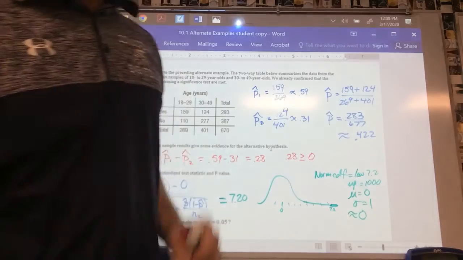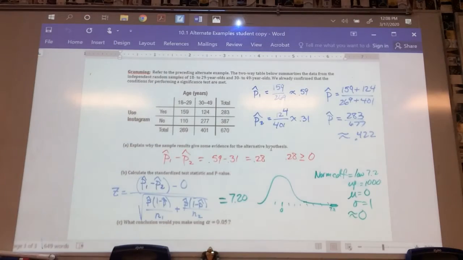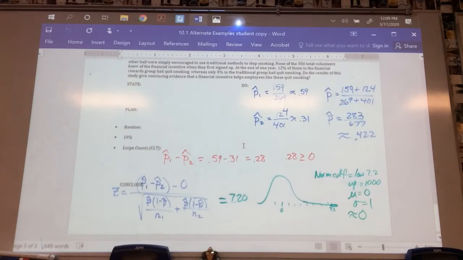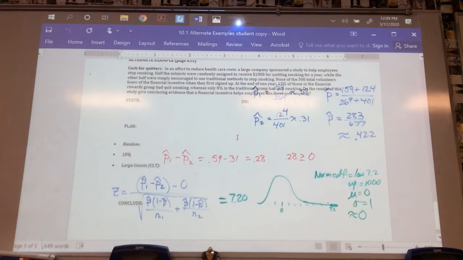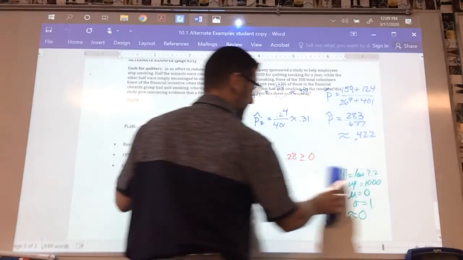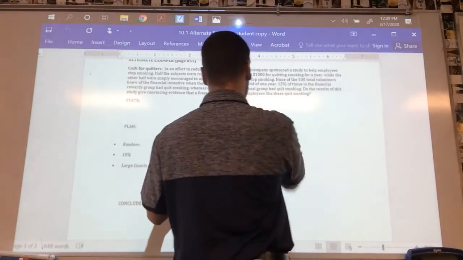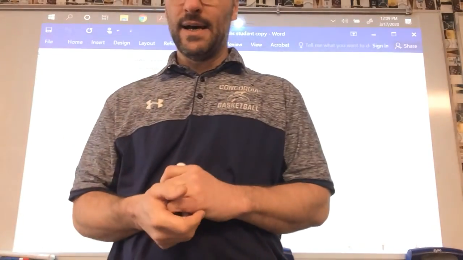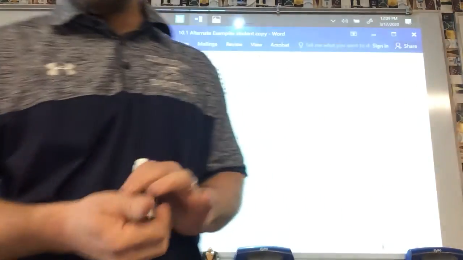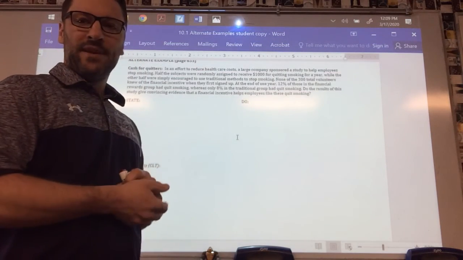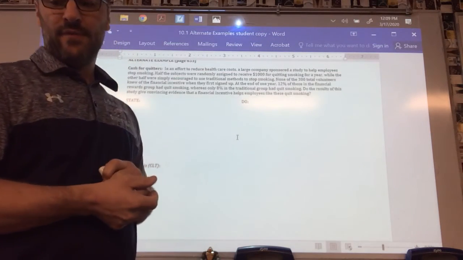Okay, last thing we're going to do here, and then after we're done, you can do this, is a cash for quitters problem. I'm going to help you guys set this up, and that's all I'm going to do. Then you're going to finish it off, and then we'll be done with the significance test part of this section.